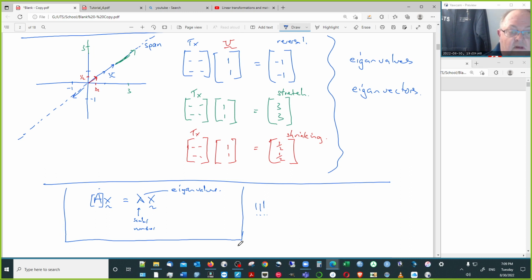So it's an equivalence that allows you to think about: if I could just find the number, then I could just multiply the vector by the number to get the shrink, reverse, or stretch that I was looking for. Okay, if I could just get the number. Otherwise, I would have to do the multiplication.